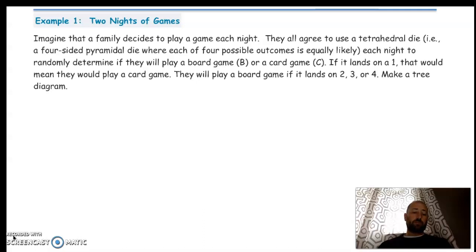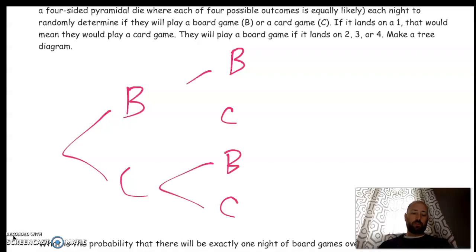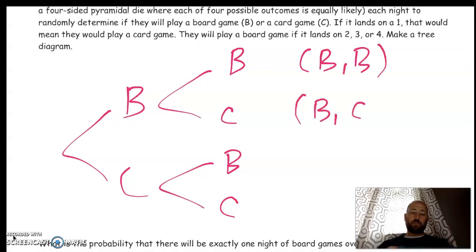First, again, I'm going to start out by doing the sample space. So we have a board game or a card game. Those are options: board or card, board or card. So I can write out my outcomes: board game, then a board game, then a card game, then a board game, or both card games.